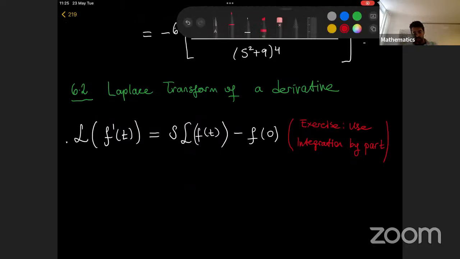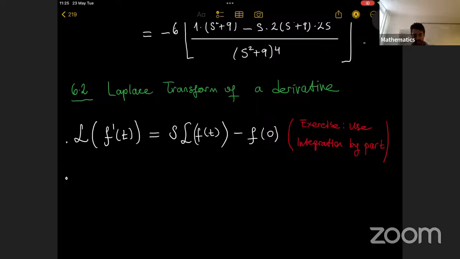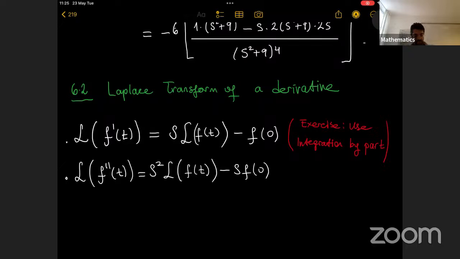Well, so you see here, the Laplace transform turns the derivative into the original function. It's good news because when you apply the Laplace transform to a differential equation, it reduces the order. When it reduces the order, the equation becomes simpler, right? So let's see what happens when you apply the Laplace transform to the second derivative. In that case, we will get s squared L of f of t minus s f of 0, minus f prime of 0. So this is the formula for the second derivative.